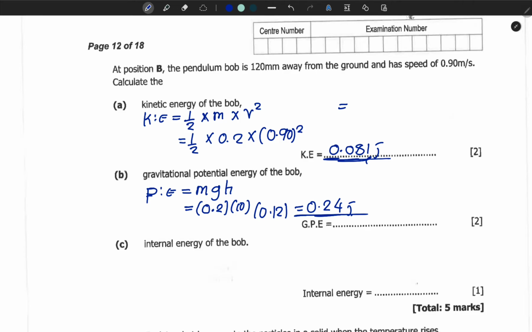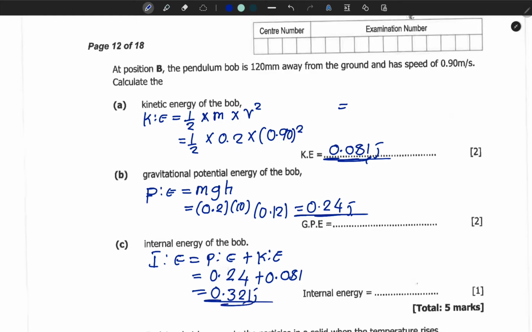Internal simply means the sum of the kinetic and potential. So you say internal energy is equal to PE plus KE. You need to add the two numbers. So PE is 0.24 plus 0.081. 0.24 plus 0.081, I'm getting 0.321 joules.